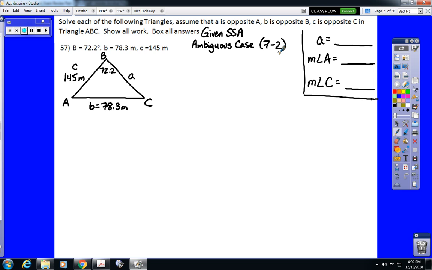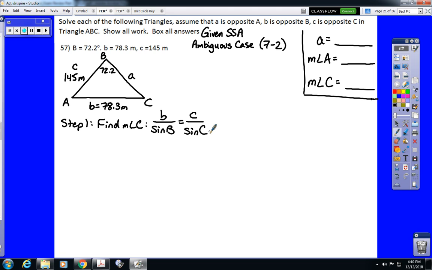So, we start off finding the only thing that we have enough information to find, which is the measure of angle C. So step 1, we use the law of sines to find the measure of angle C. That is, we say little b over the sine of angle B equals little c over the sine of angle C.